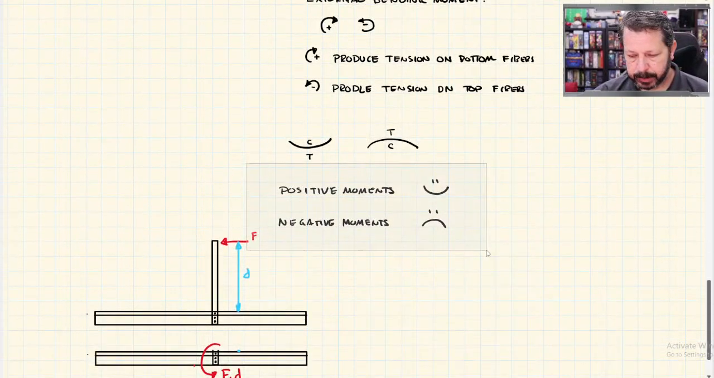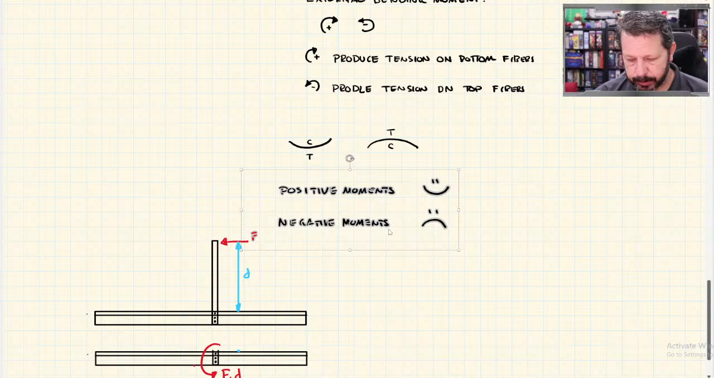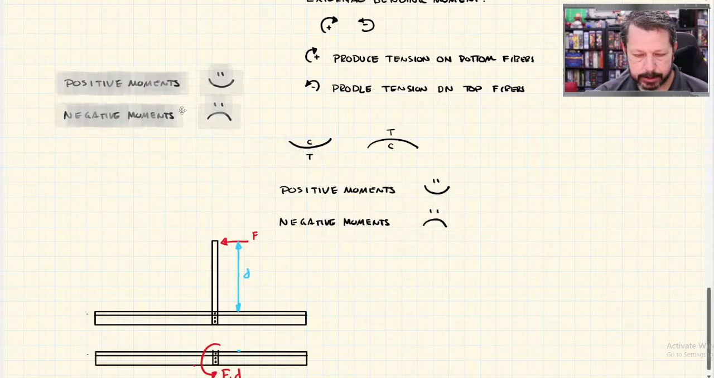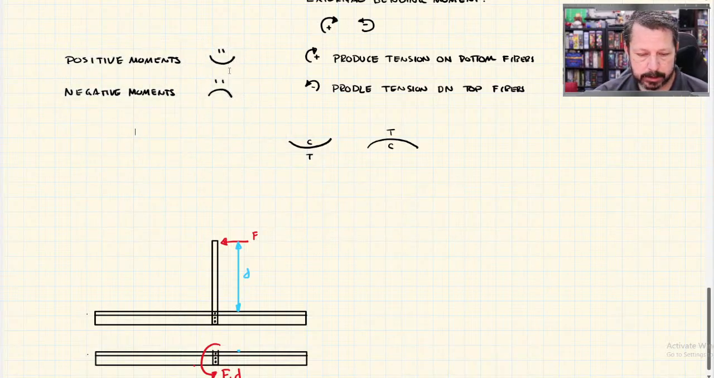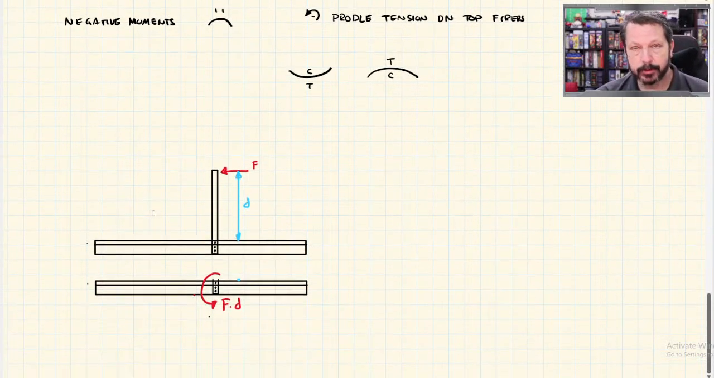All right, so this little thing makes it easy to remember. This little guy makes it easy to remember that positive moments give you the smiley face, negative moments give you the frowny face, and that'll tell you where the tension is on the bottom or the top of the beam when you draw out the smiley face version.